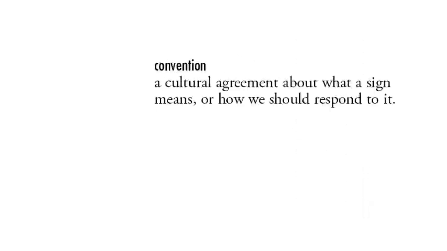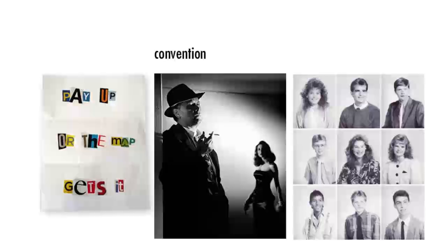Convention is a cultural agreement about what a sign means or how we should respond to it. So as a people, we start to form ideas and implicit agreements about a particular image, about a logo, some sort of graphic, a sign, like a street sign or billboard or whatever, and how we will respond to it. So here's a few examples of conventions.